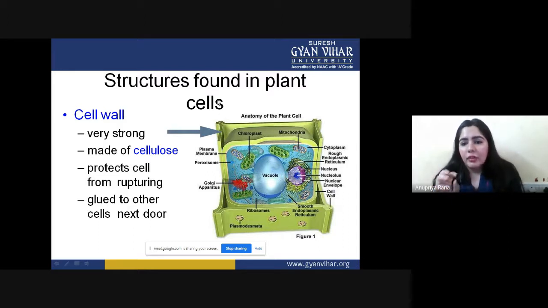These are the major characteristics of a cell wall, because plants have to go through very rough patches. So that's why they need something which protects them. That's why the cell wall has a major role to play inside the plant cell.